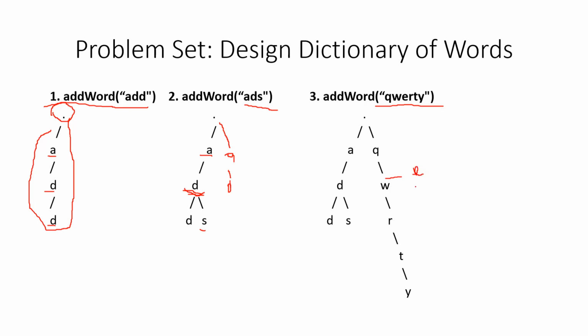Okay, so sorry, here I missed e. So we build one more new branch where it starts from q and ends with a y.